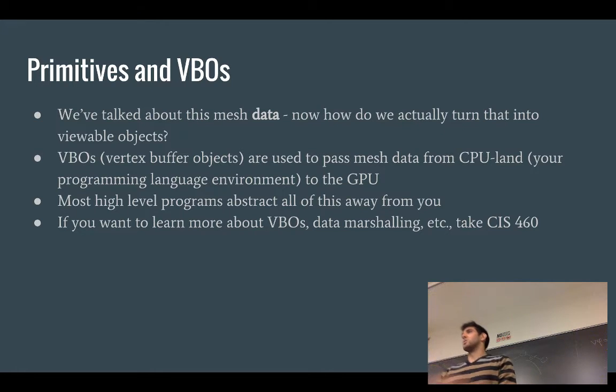But anyway, what I was getting to with that was that your CPU has to pass everything that you do on your computer to the GPU in some fashion. That's done with VBOs. If you want to learn more about how this stuff works, or how DMA, which is direct memory access, works between the CPU and GPU, take 460 or ask me later, because it's not super relevant to the implementation that we're talking about today.